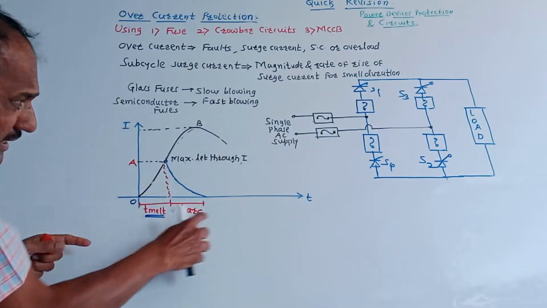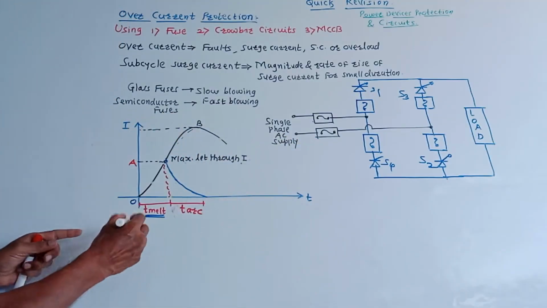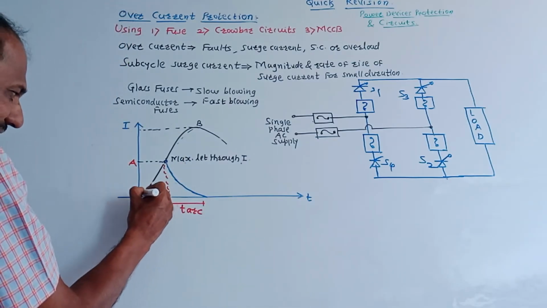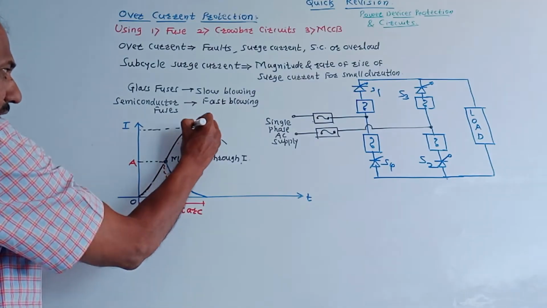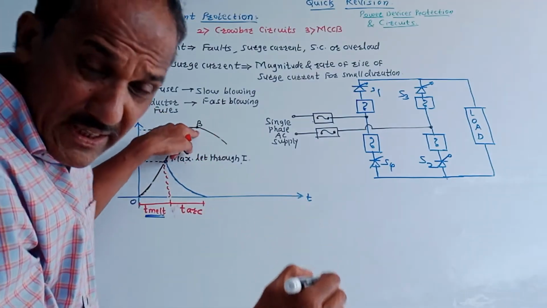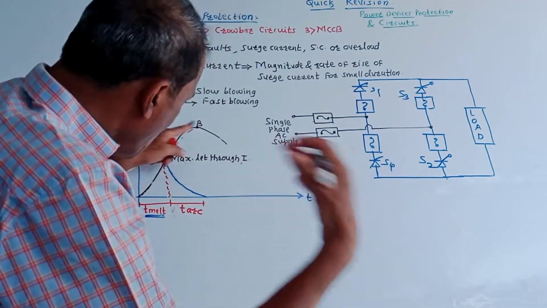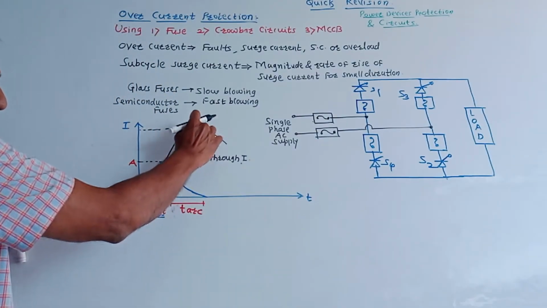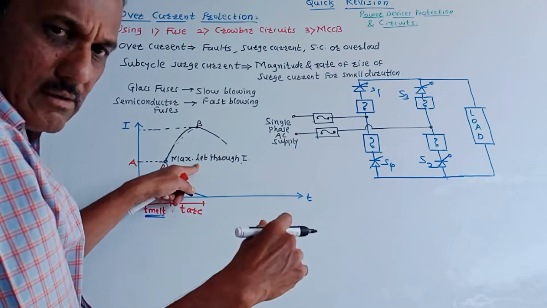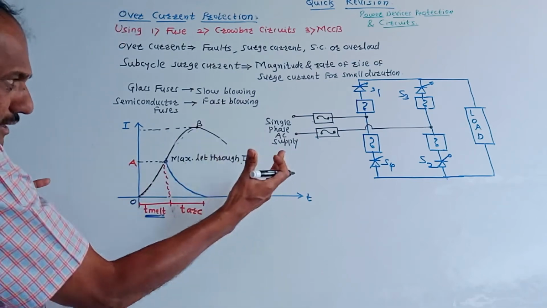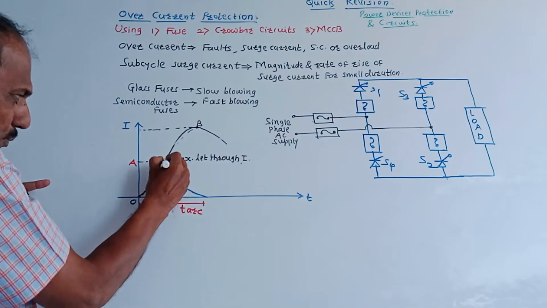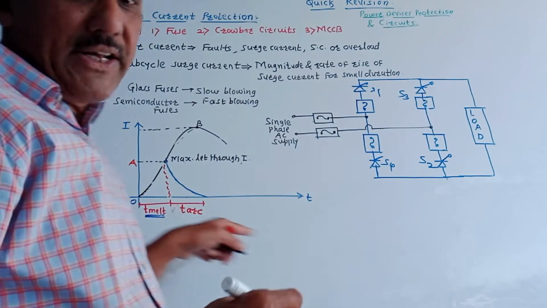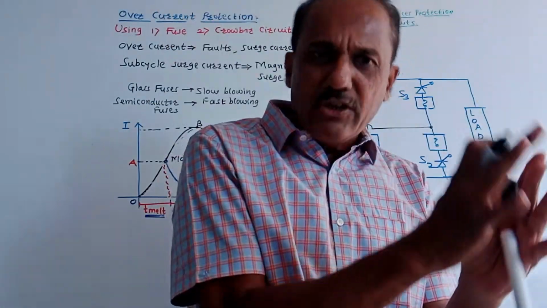This is the corresponding graph showing how the fuse works. If you are not using a fuse, then the normal increasing current is like this. It starts from 0 and reaches up to point B. B is the point which indicates that if you are not using any fuse or protection circuitry, the current increases up to point B. But we are using a fuse to protect the SCR, so the current rises only up to point A. At point A, this is called T melting, the time period at which melting of the fuse takes place.